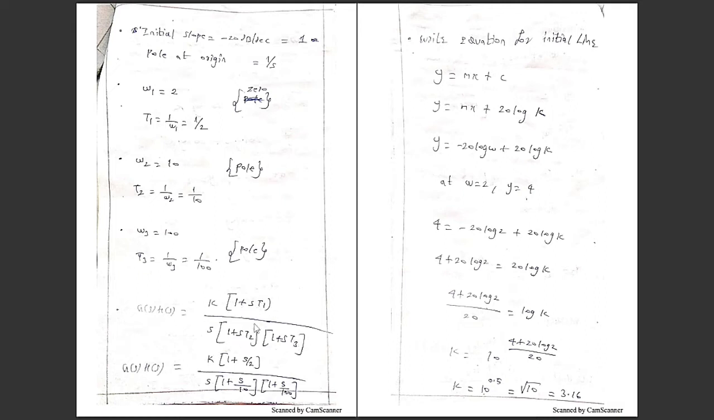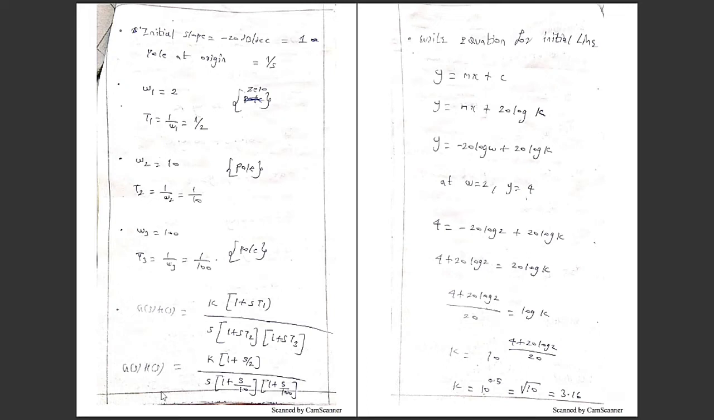So this is a zero, this is a single pole, this is a single pole, and this is a pole at origin, and this is a k. So G(s)H(s) is equal to K into (1 plus sT1) by s into (1 plus sT2) into (1 plus sT3). This is going to tell you one zero, this is going to tell you one pole, and this is going to tell you one pole at first order. So therefore now you know the values of T1, T2 and T3. You have to substitute here, and you are going to get it in this format.